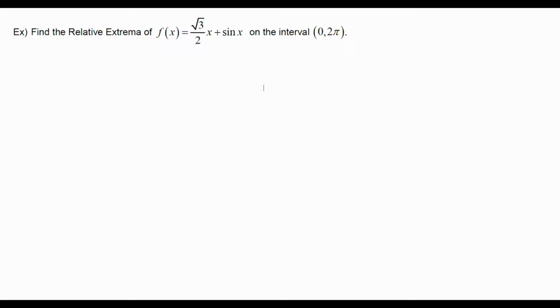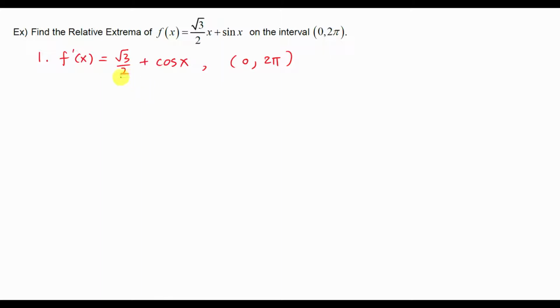Find the relative extrema of the function f of x equals radical 3 over 2 x plus sine x on the interval 0 to 2 pi. So what is the first step, guys? My first step is to find f prime of x and find the critical numbers. So f prime of x is equal to the derivative of radical 3 over 2 x, which is radical 3 over 2, and the derivative of sine x is cosine x. And I'm looking at the interval 0 to 2 pi. I'm looking for critical numbers in the interval 0 to 2 pi.